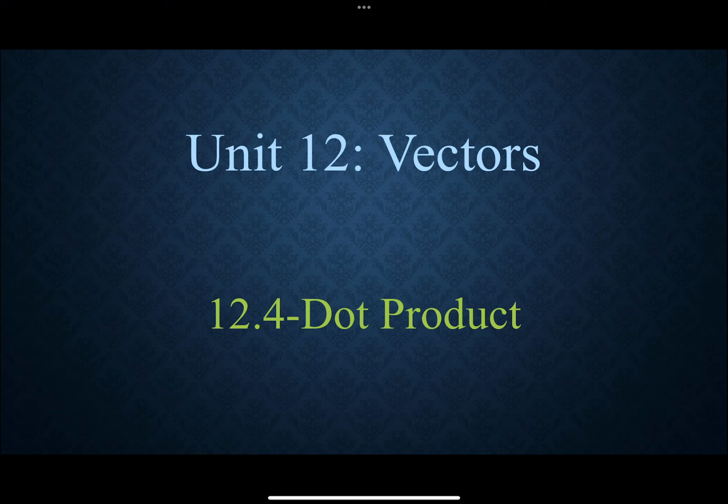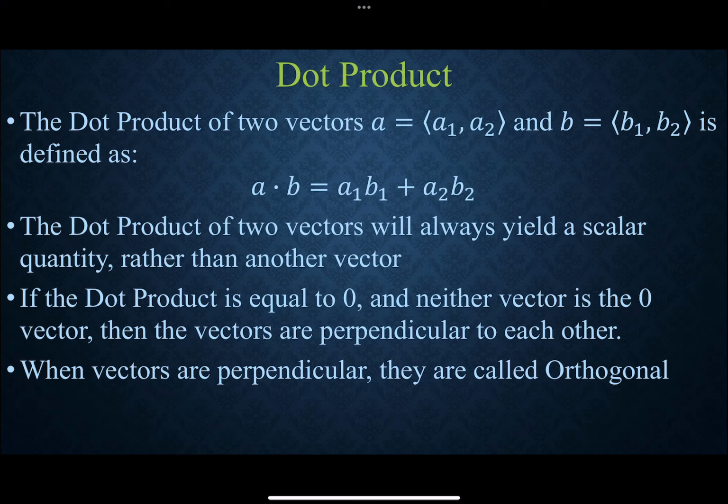So today we're looking at 12.4, which is the dot product of two vectors. The dot product of two vectors essentially is the vector multiplication. I have vector A times vector B, and it's going to be a scalar value, not another vector. We're doing A dot B is A1, B1 plus A2, B2. You're just multiplying the appropriate corresponding locations of your two vectors.